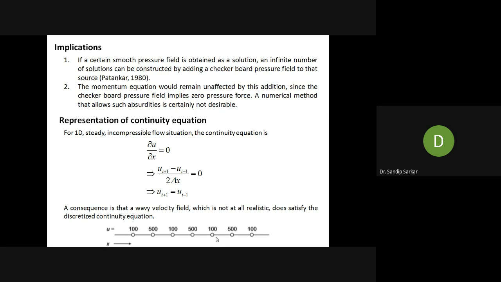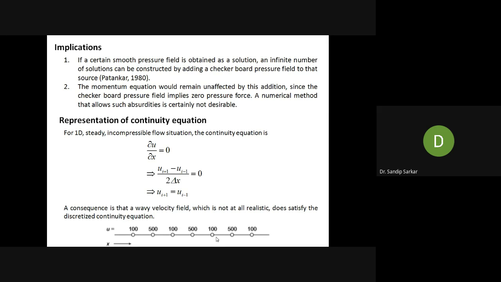That means the same way, when you have a checkerboard kind of pressure field, your numerical solution is not feeling any pressure. You are getting an absurd solution. You are getting a wrong solution of the numerical solution of the Navier-Stokes equation.